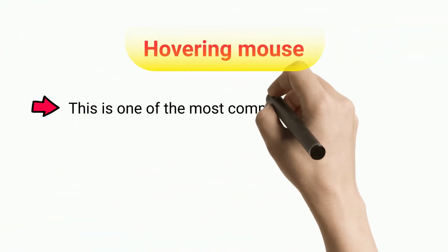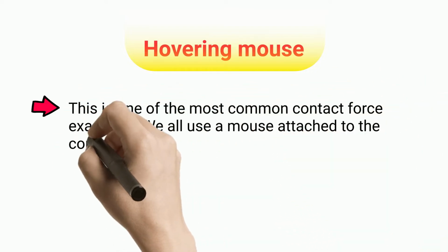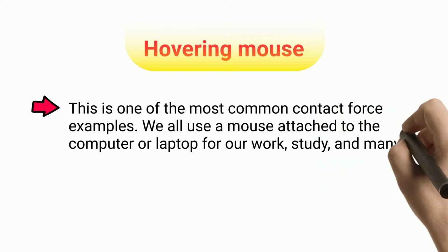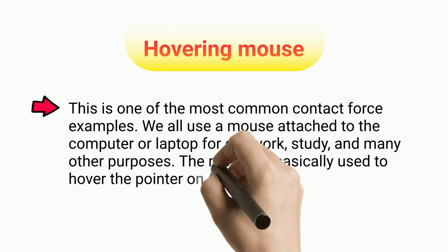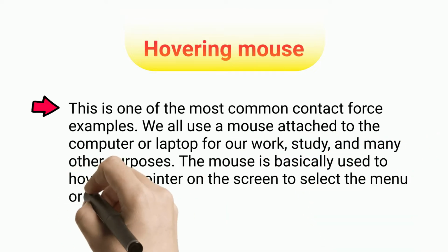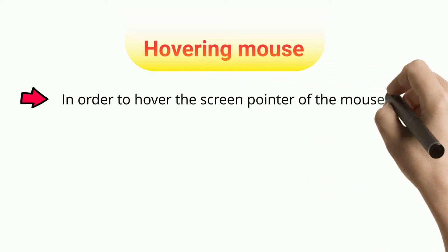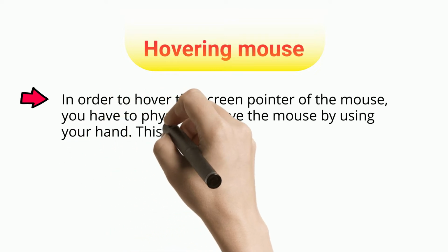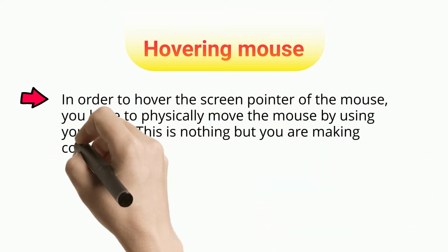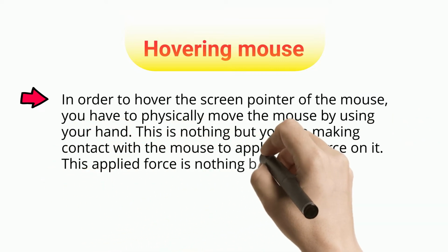Hovering mouse. This is one of the most common contact force examples. We all use a mouse attached to the computer or laptop for our work, study, and many other purposes. The mouse is basically used to hover the pointer on the screen to select the menu or other options we want. In order to move the screen pointer, you have to physically move the mouse by using your hand. This is nothing but you making contact with the mouse to apply some force on it. This applied force is one of the types of contact force.